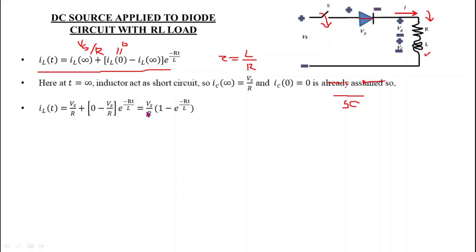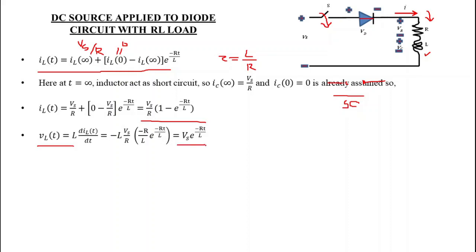IL(t) is equal to Vs by R plus 0 minus Vs by R e to the power minus R by L t, and on solving and rearranging this, we get Vs by R times 1 minus e to the power minus R by L t. And what is the inductor voltage? It is simply L dIL by dt. On differentiating the inductor current and multiplying it by L, we get the inductor voltage equals Vs e to the power minus R by L t.